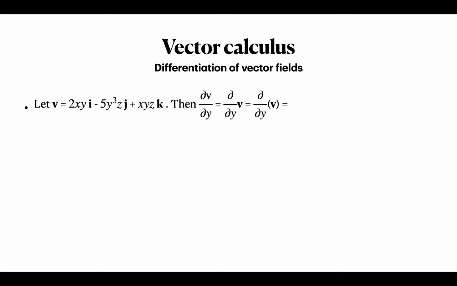It doesn't matter. But when you differentiate this vector field V on the left with respect to Y, you go to the i component, differentiate with respect to Y, and you get 2x. When you differentiate the j component, you get minus 15y squared z. And when you differentiate the k component, you just get xz. Again, I made another mistake, because there should be a k after the xz. And that's it. It's as simple as that. Combining partial differentiation and vectors is really easy.